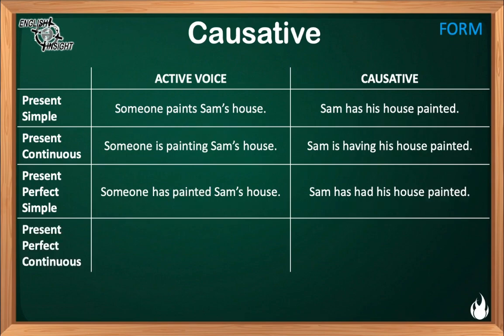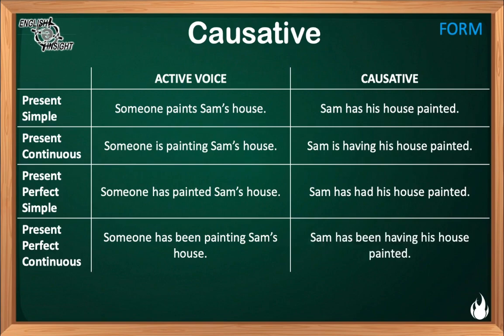Present perfect continuous, active voice. Someone has been painting Sam's house. In causative, we say, Sam has been having his house painted. The first element, Sam, has been painting, helps us to conjugate the auxiliary, has been having. The object, Sam's house. Main verb conjugated in past participle. Painted.